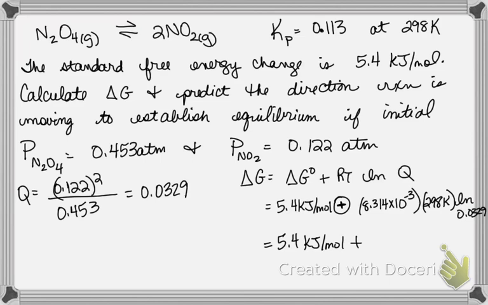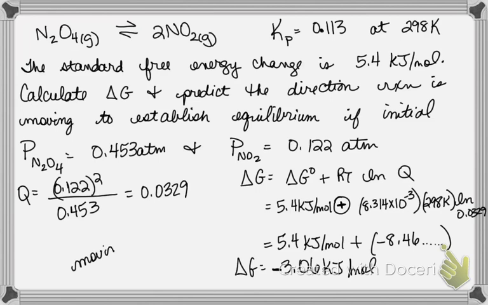I took the natural log of the Q, ln, and I went ahead and multiplied it out. When I did that, I got negative 8.46, and then some numbers. And so for the delta G, I got negative 3.06 kilojoules per mole. So delta G is negative, so it is moving forward. It's spontaneous, so the reaction's moving forward to achieve equilibrium. The delta G confirms that.